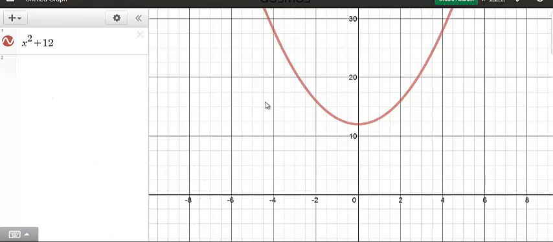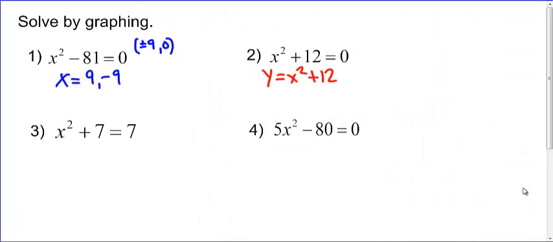You can see it. Now, this is an interesting one because you'll notice this graph never crosses the x-axis. Now, we looked at that scenario at the beginning and we said anytime the graph doesn't cross the x-axis, there's no real solution.